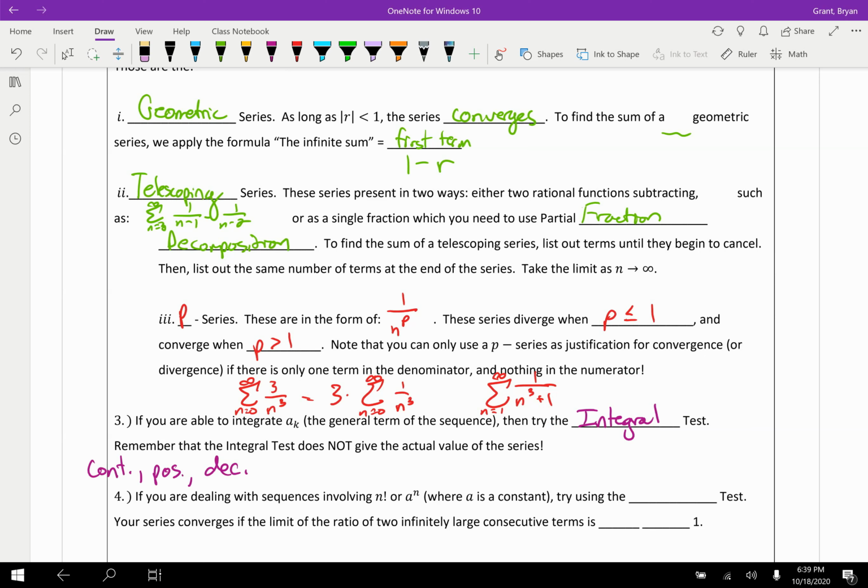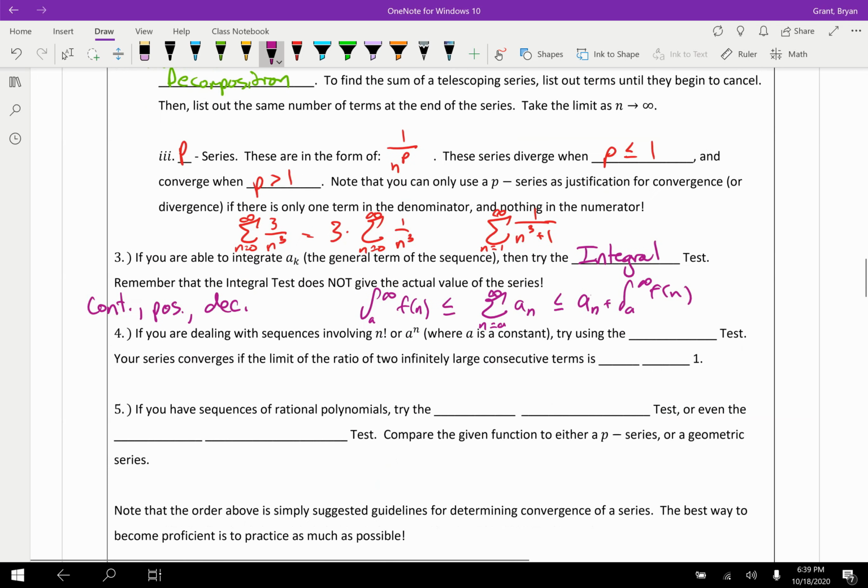You can bound it, and I think we learned before something like if you go from a to infinity of your function, let's call it f of n, right? That is going to be slightly smaller than the actual value of the series, a sub n, which in turn is going to be smaller than the first term plus the integral of the function. So we should keep that in mind, but that's really about as far as we need to go.